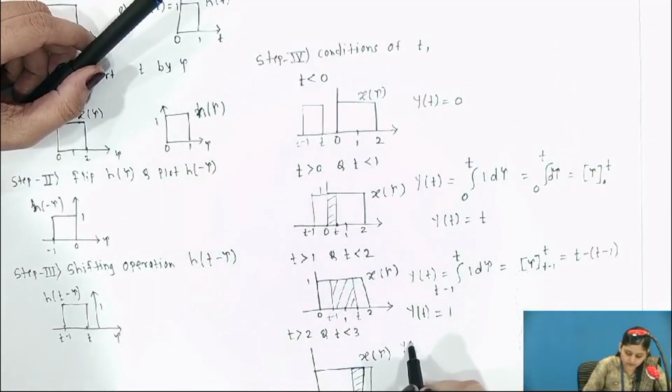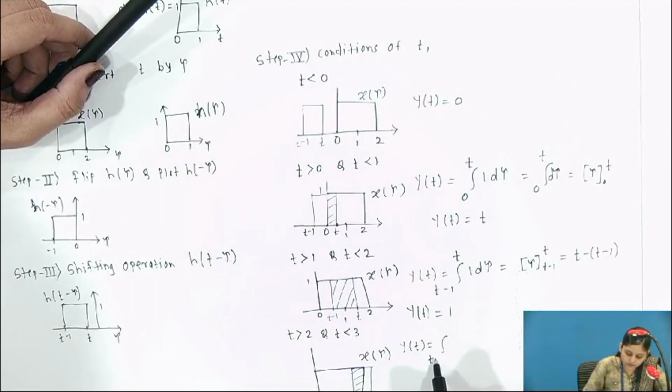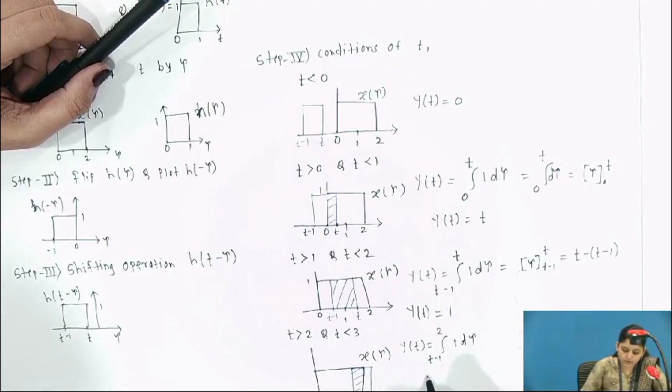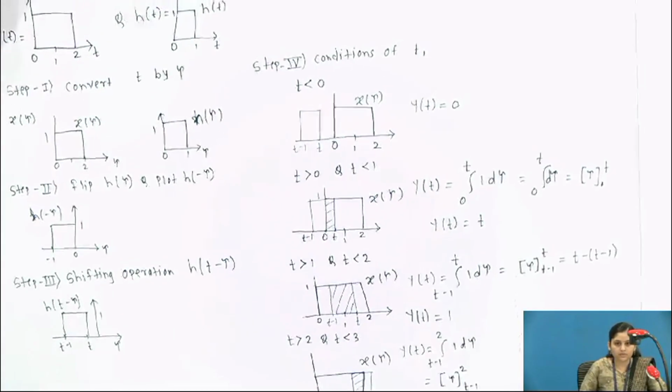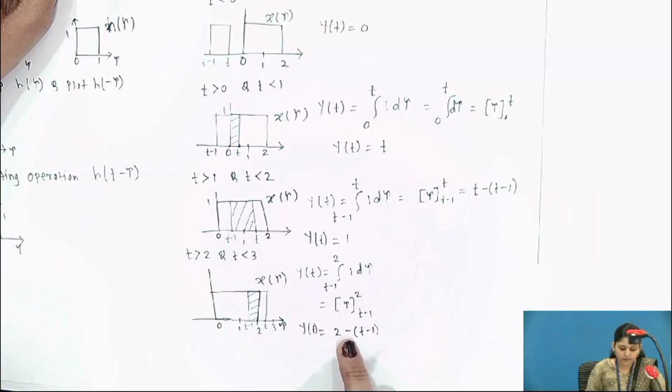Now y of t is equal to what? The integration of 1 into dτ from t minus 1 to 2. So how can I write this? I can write it as τ evaluated from t minus 1 to 2. So what is the value of the integration? y of t is equal to 2 minus (t minus 1). So it is 2 minus t plus 1, which is 3 minus t. y of t equals 3 minus t. This is our next value.